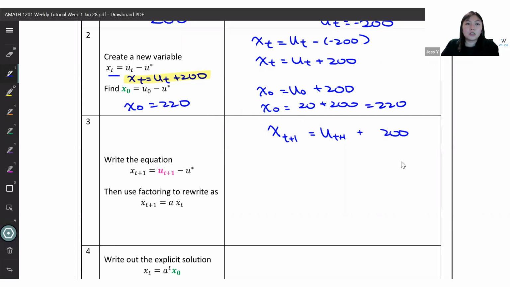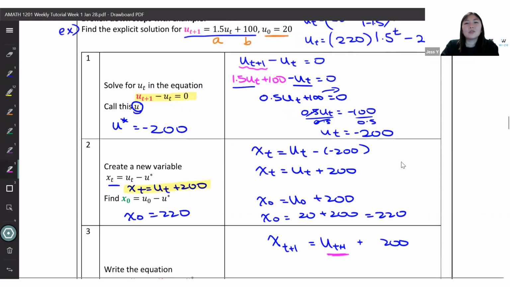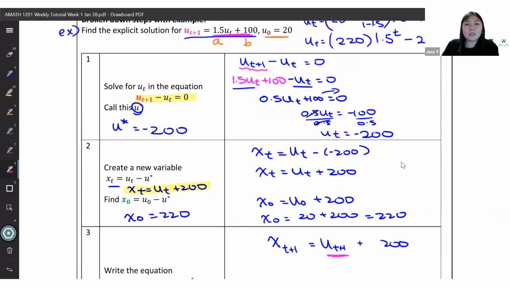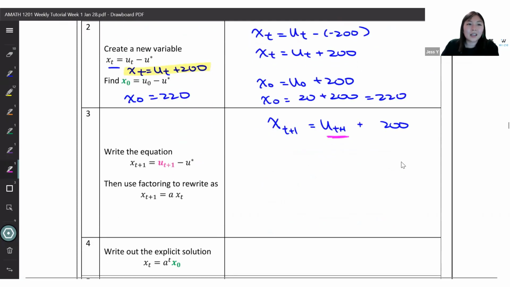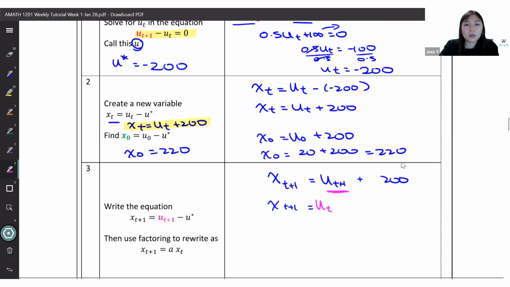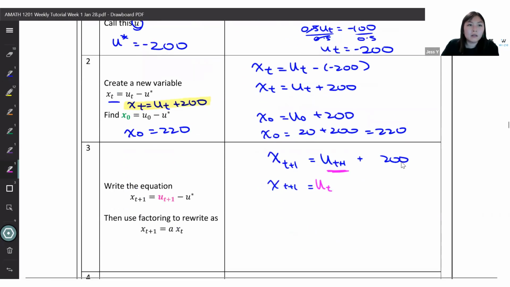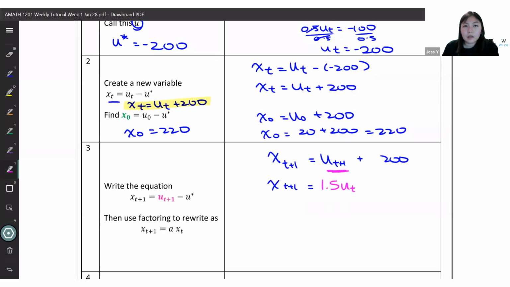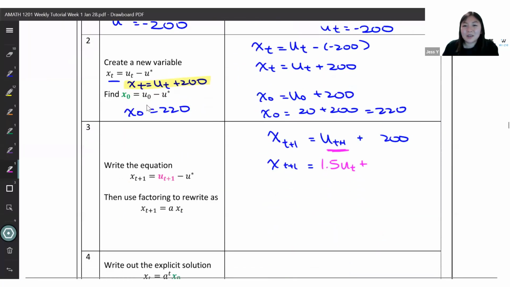But wait a second. U sub t plus 1 was given in the initial question. U sub t plus 1 is this 1.5 u sub t plus 100. So I can actually put that in there. 1.5 u sub t, my bad. Put that in. Plus, oh, my memory's so bad. Is it plus 100? Yes, sorry, plus 100. So I'm replacing that with whatever was given in the question. And then plus 200.